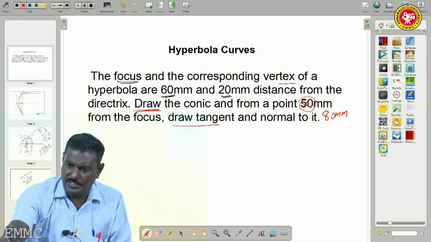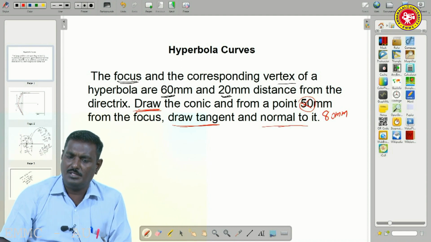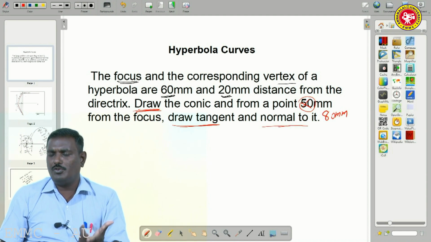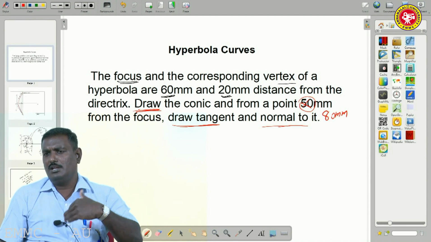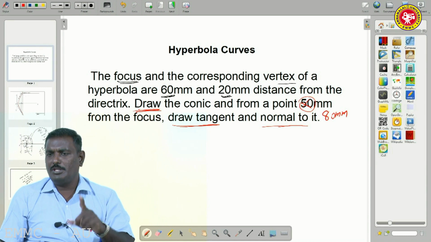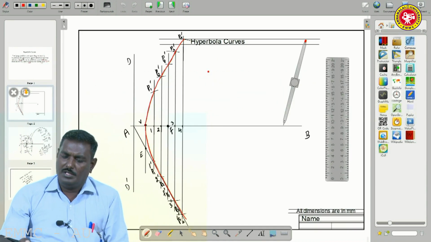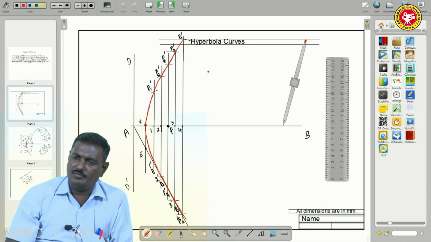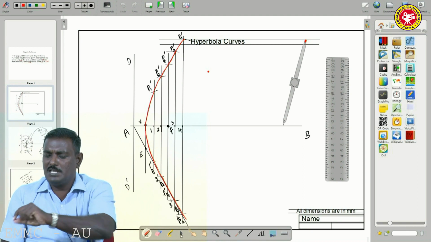Then draw a tangent and normal. So from the focus point you have to measure 80 mm and make an intersect, either below or above. From that point you have to construct a tangent and normal. Yeah, that we have to do now. Now we have to mark that. For that we have to measure it on the scale.